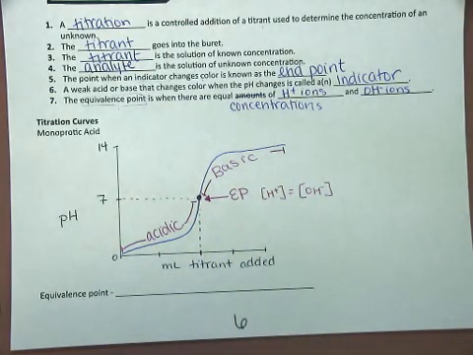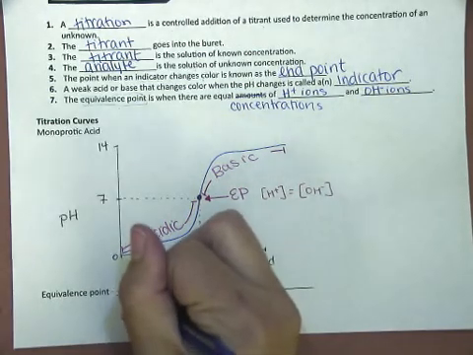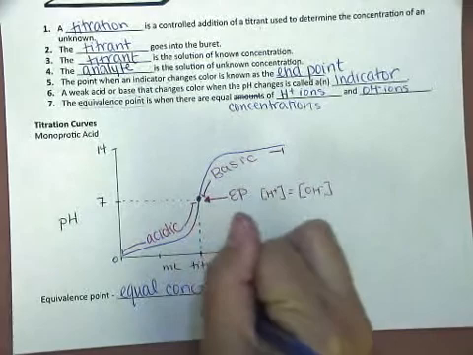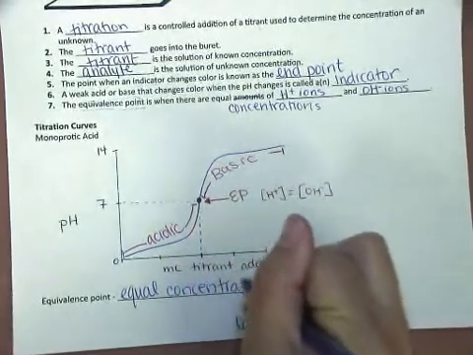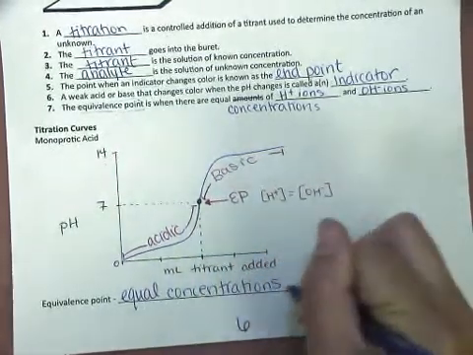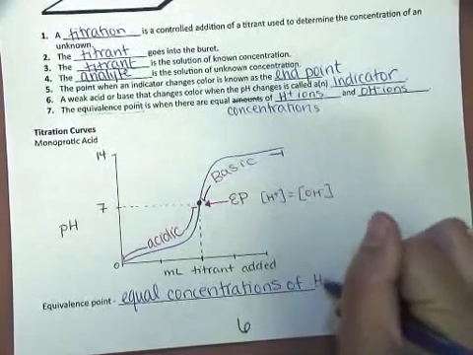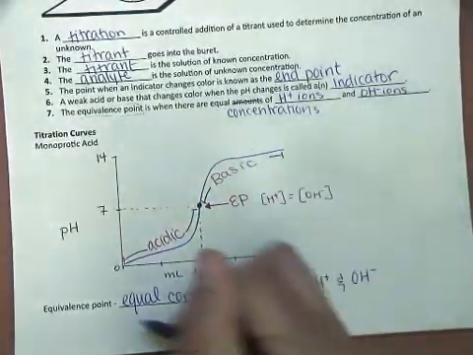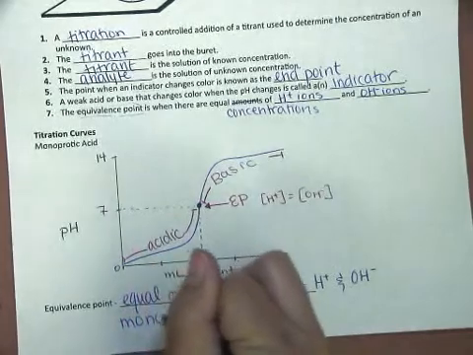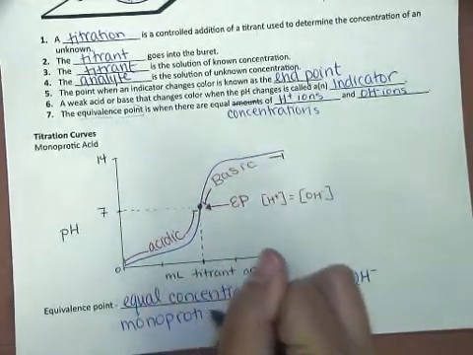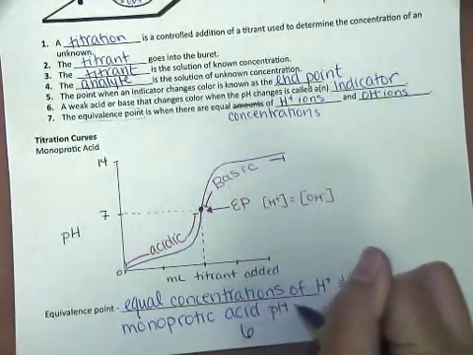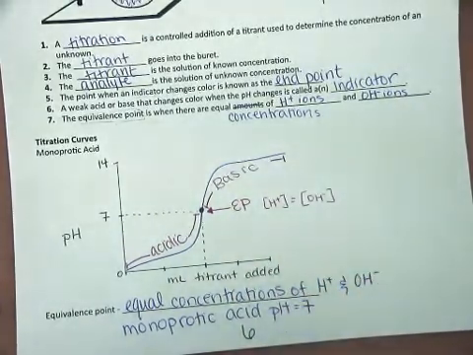So again, the equivalence point is where there are equal concentrations of hydrogen ions and hydroxide ions. For a monoprotic acid, this is at a pH of 7.